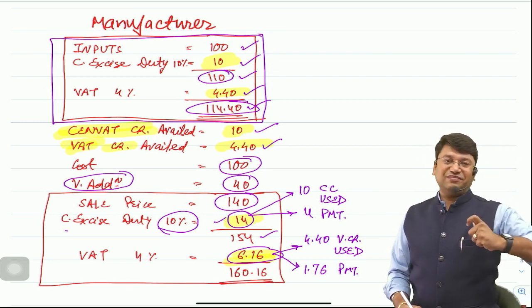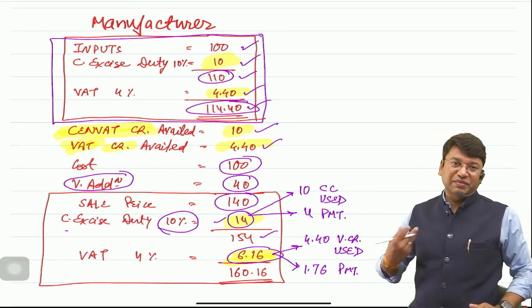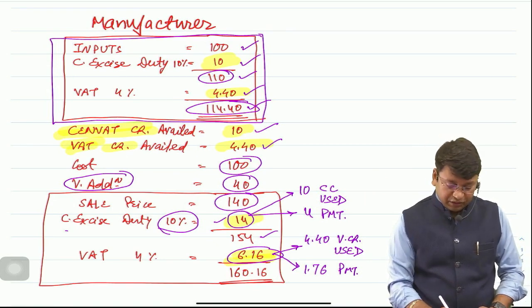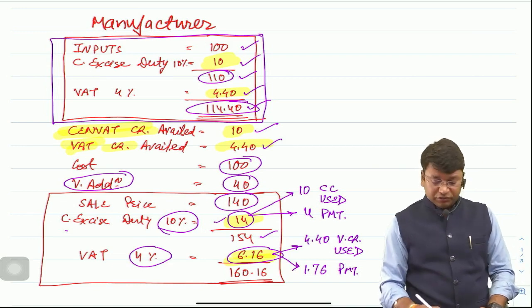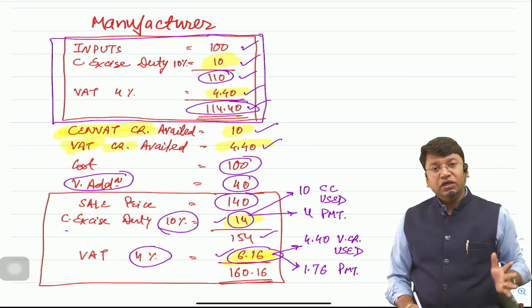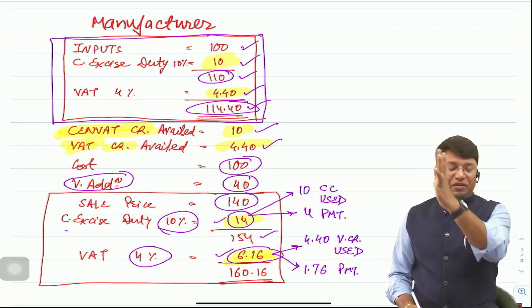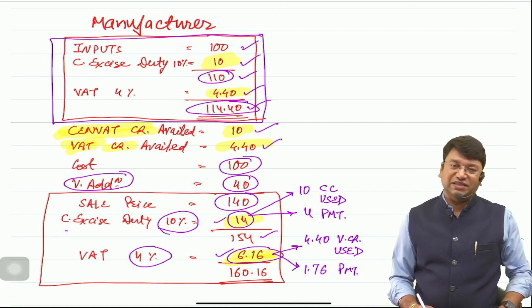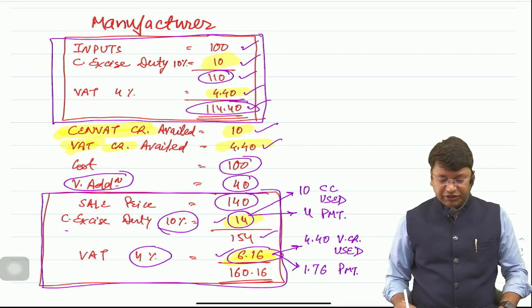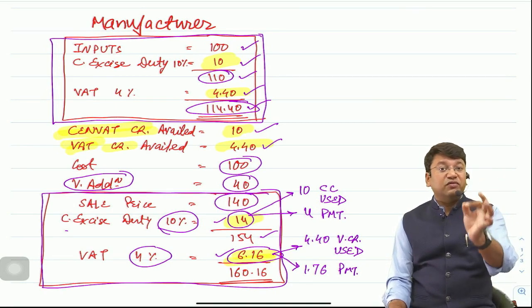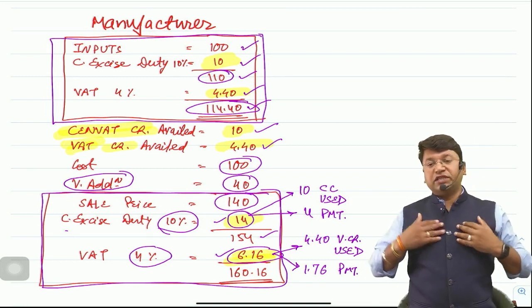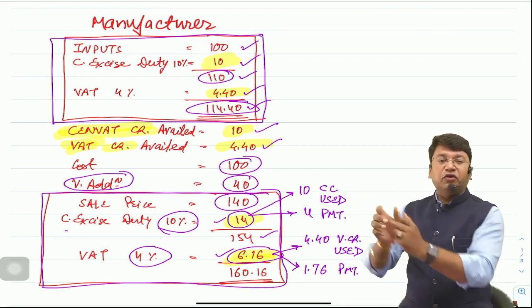Now when the manufacturer sells those goods, VAT will again be charged. Suppose the rate of VAT, again taking an example of 4%, 4% of 154 comes to 6.16, and the total amount comes to 160.16. This is the sale invoice which the supplier will be issuing to his customer. Now the manufacturer will sell the goods to his customer for rupees 160.16.